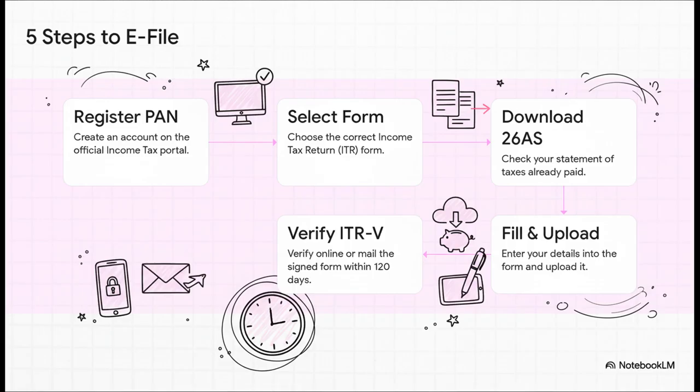Step 3, and this one's a biggie, download your Form 26AS. This form shows you all the tax that's already been deducted and paid for you. Super helpful. Step 4, fill out your form and upload it. And finally, Step 5, the one people always forget, you have to verify your return. You've got 120 days to do it, either online or by printing the form, signing it, and mailing it to Bengaluru. Seriously, your job is not done until you verify.